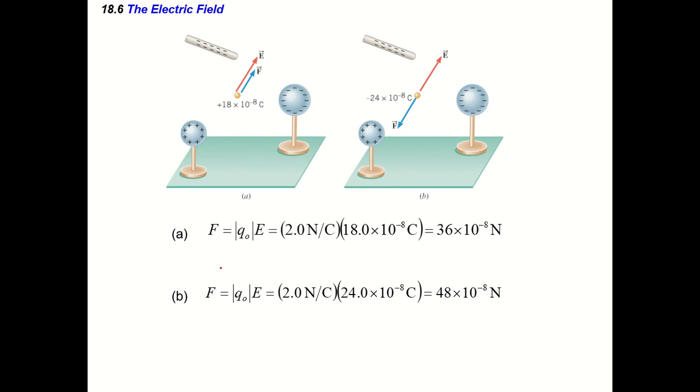And for B, same calculation, class, just substitute. You start with the electric field first, 2 Newton per coulomb, multiplied by the charge, which is negative, 24 times 10 to the minus 8. And we get 48 times 10 to the minus 8 Newton.